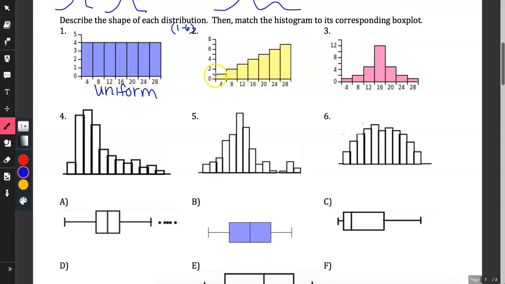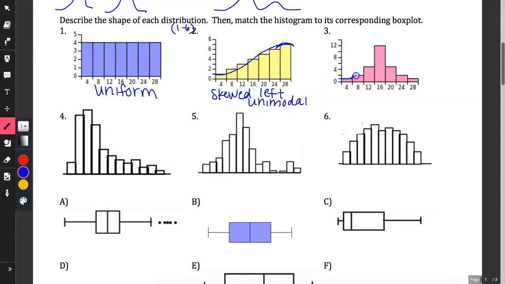The next one, I'm looking at this. If you sketch over it, it helps see the shape. See how the tail is on the left? So this one's definitely skewed left. And it has one peak here, so we can also call it unimodal.